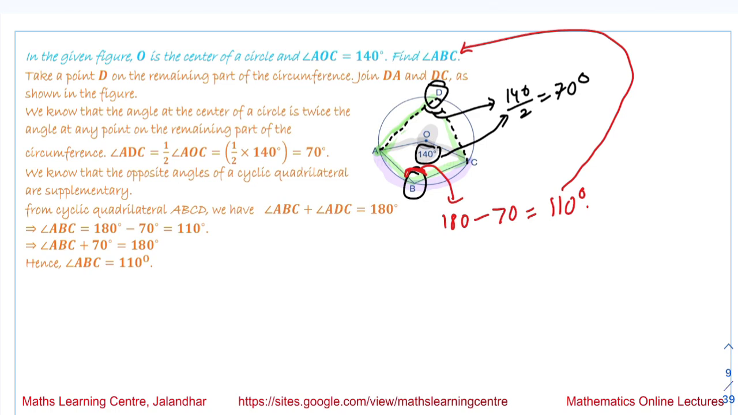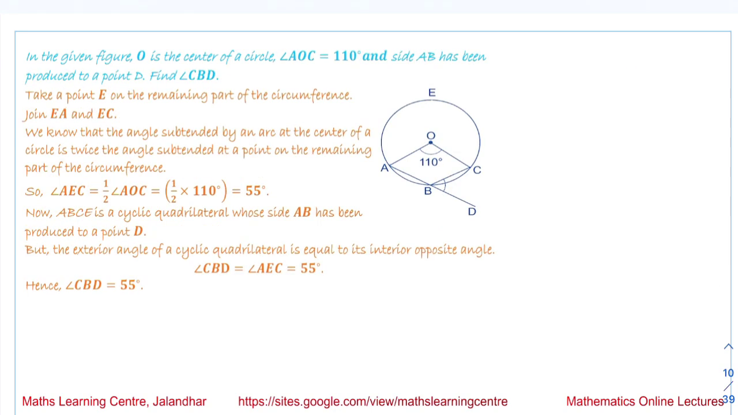Now next we are given this circle, and O is the center of this circle. It is given that angle AOC is 110 degrees. We have to calculate the value of this angle at B. How is this B formed? We are saying AB is produced to BD, and this angle CBD we have to calculate.